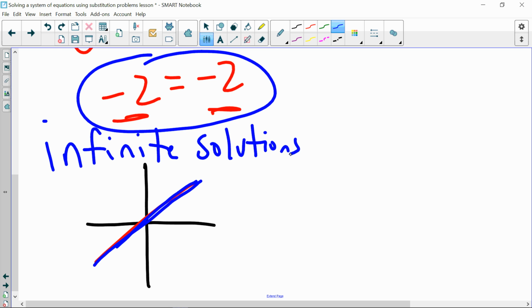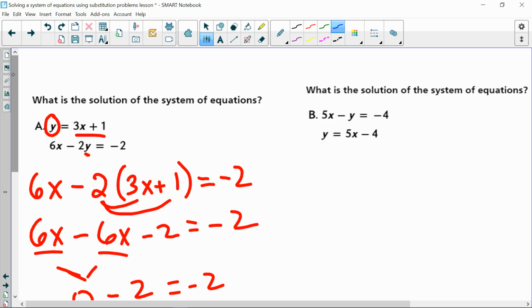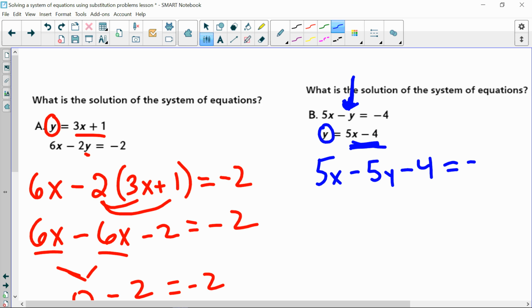So that's one of the unique cases. Here's the other unique case. It's kind of similar to that. Again, I see y is equal to that. So I can say, well, you know what? I'm going to just plug in. So 5x doesn't change. I now know that my y, though, is equal to 5x subtract 4 right here. So I'm going to plug in 5x subtract 4. I don't need parentheses this time because there's no coefficient to this y right here. So there's nothing to multiply by. So I don't need any parentheses. And that's just going to equal -4.